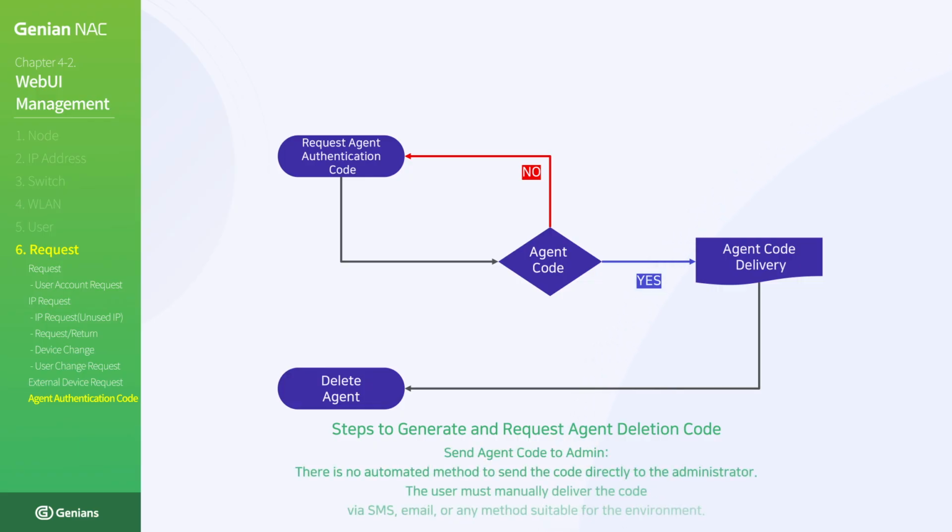Send agent code to admin. There is no automated method to send the code directly to the administrator. The user must manually deliver the code via SMS, email, or any method suitable for the environment.